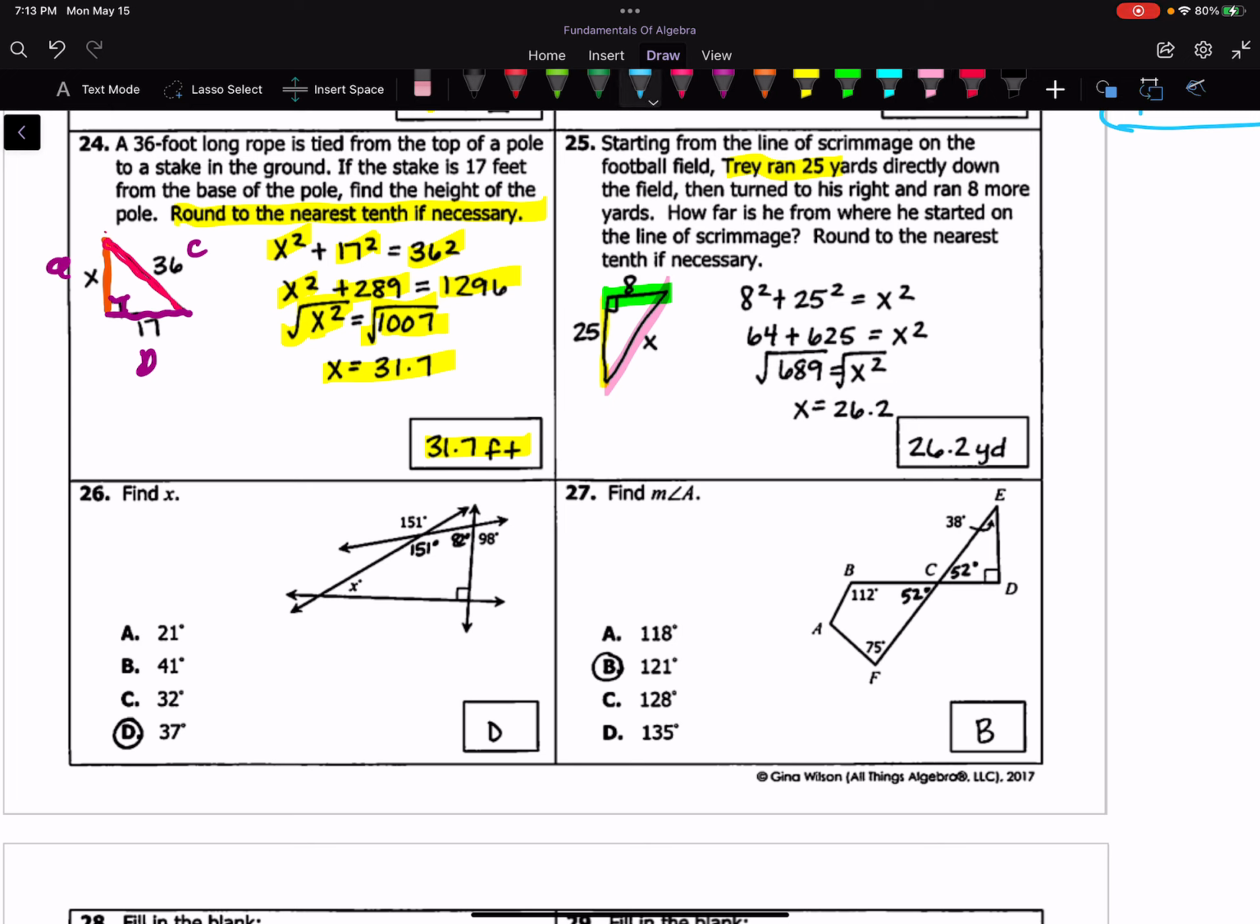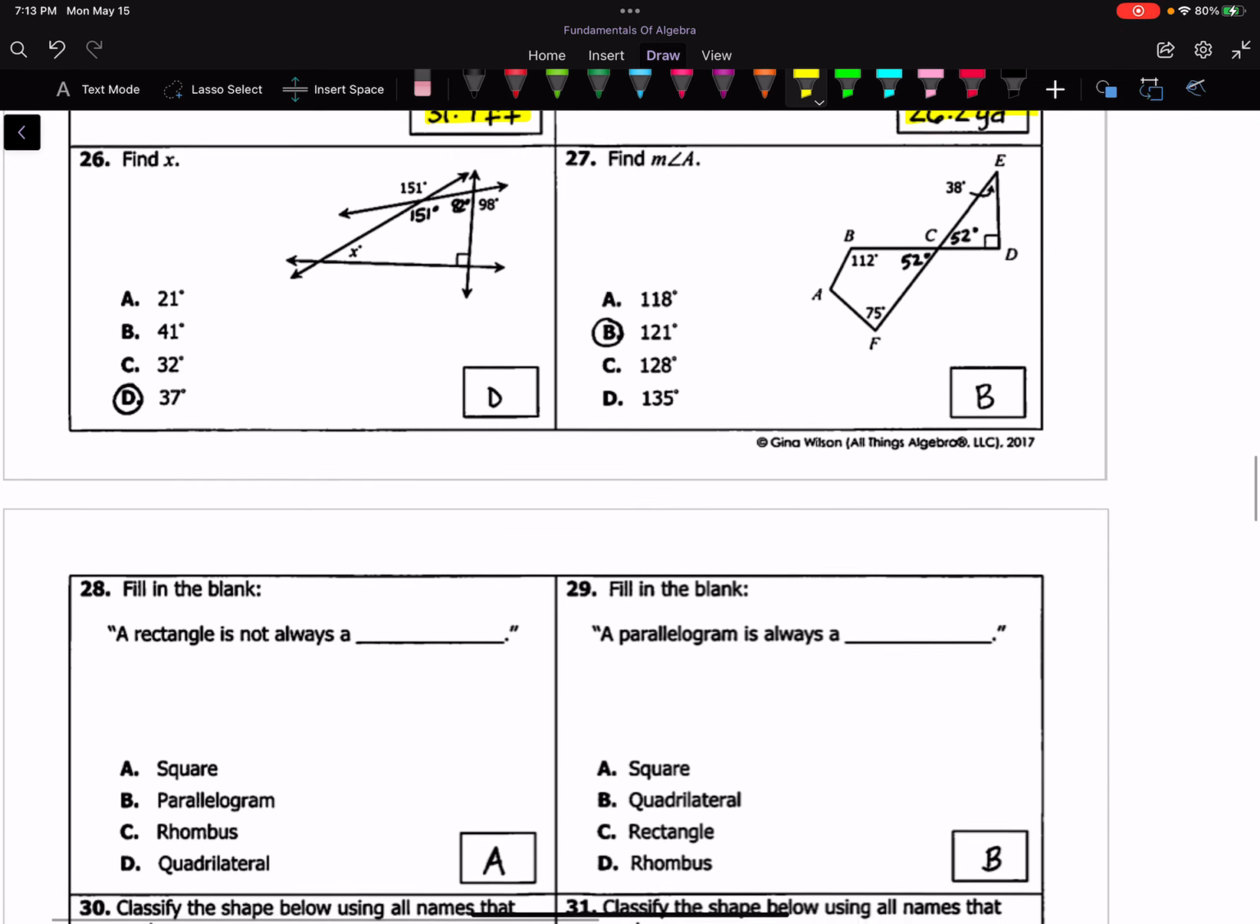Okay, so now we know that we've got A squared plus B squared. We'll do A up here because that's what they did. Then B here and C there. So our A is 8, our B is 25, and our C is the X value. Multiply those out, you get 689, square root of 689, 26.2. Label it with the correct yardage.